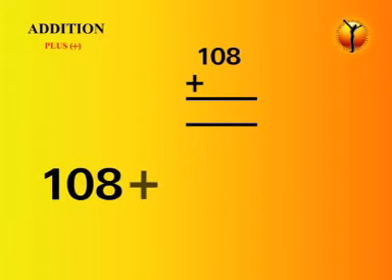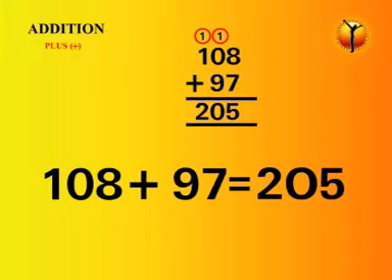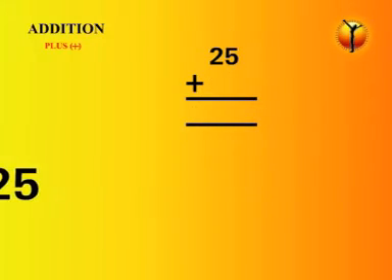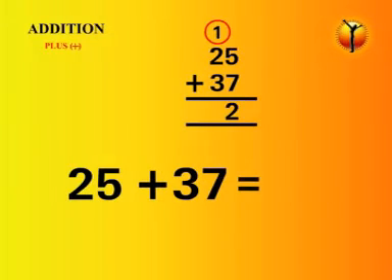108 plus 97 is equal to 205. 25 plus 37 is equal to 62.